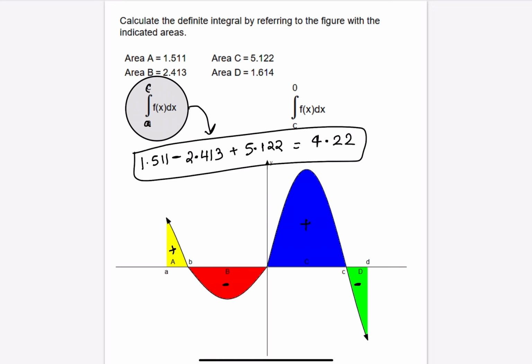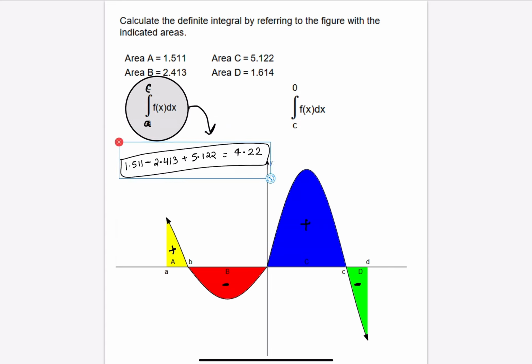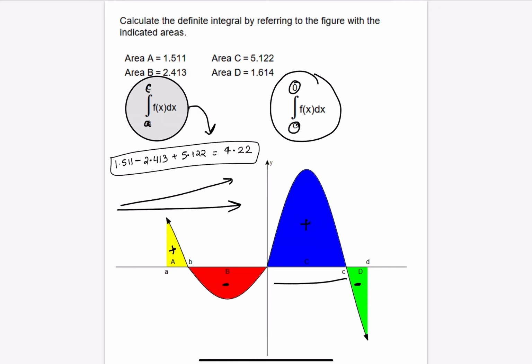Now let me minimize this one so I can work on the next problem. Now let's work on this one. This one says C to 0. That means instead of going from left to right, or from a smaller number to a larger number, I'm going the opposite direction. I'm going from C to 0, not from 0 to C.